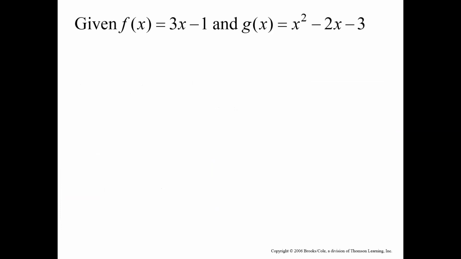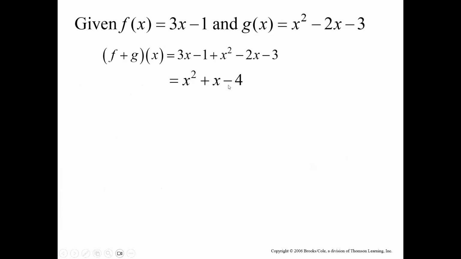So this is an example. Given f of x is 3x minus 1 and g of x as x squared minus 2x minus 3. When you are asked to add these two functions algebraically, you add them and then arrange them in the form of descending powers of x. So 3x minus 2x will give us positive x. X squared will remain. Minus 1 minus 3 will give you minus 4. So that gives you x squared plus x minus 4.